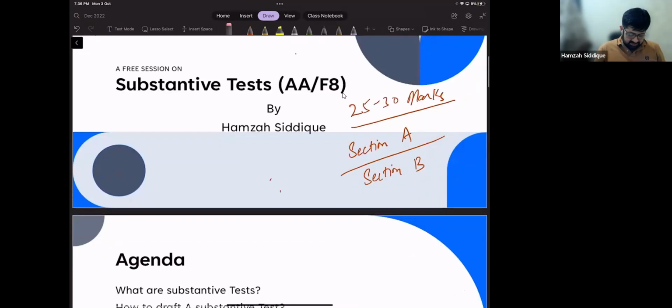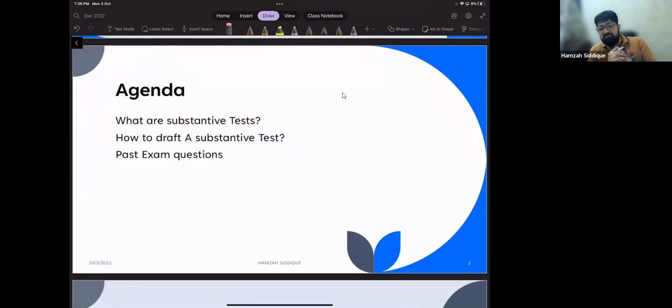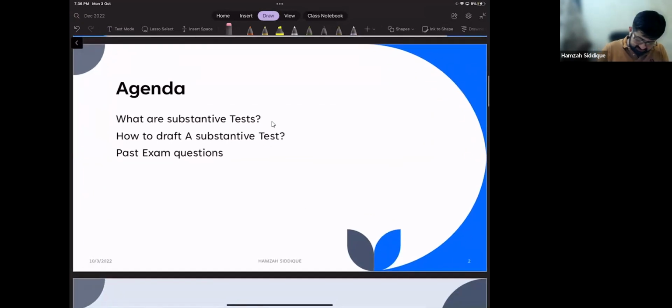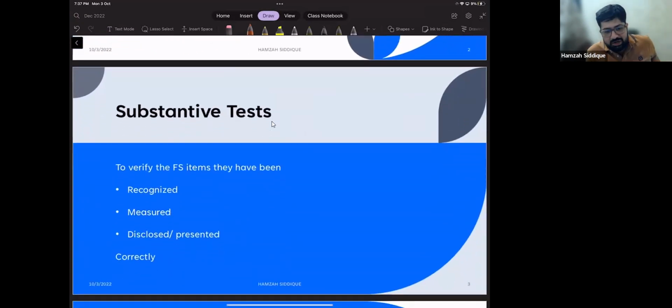So the agenda: what are substantive tests? I will give you a brief overview. Of course, we are not focusing today on the knowledge aspect of the topic, but on how to draft a substantive test in the exam, and then past exam questions. We will be doing some past questions today itself. Now, substantive tests, what they actually are.